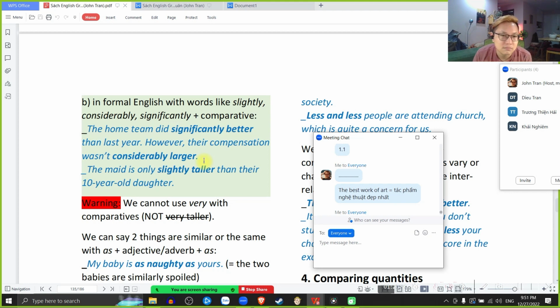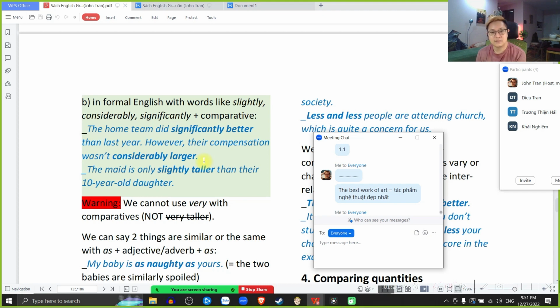But comparative. The home team did significantly better than last year. However, compensation wasn't considerably larger. Their compensation wasn't considerably larger. Their compensation was considerably larger. Wasn't considerably larger.